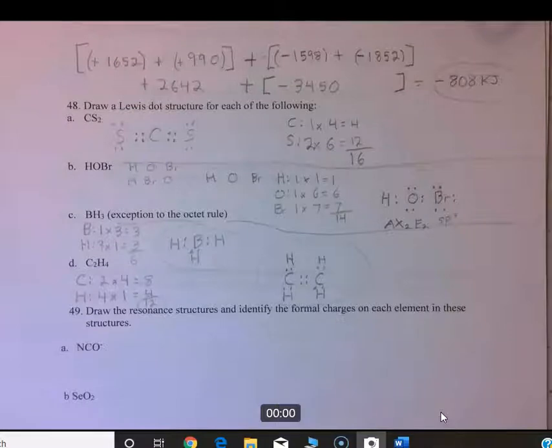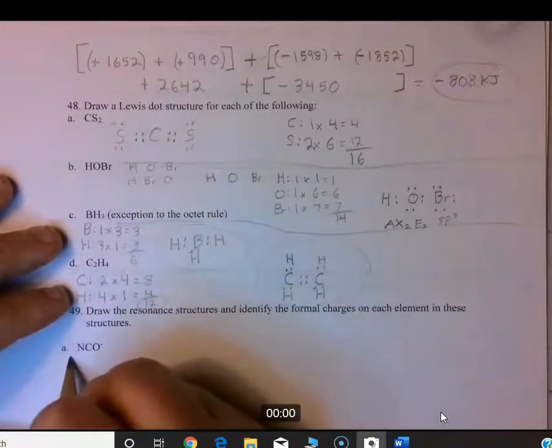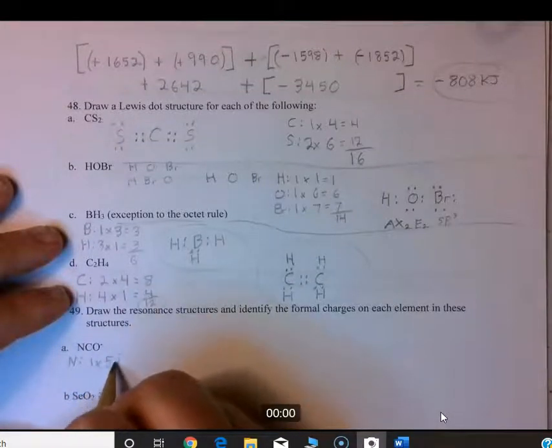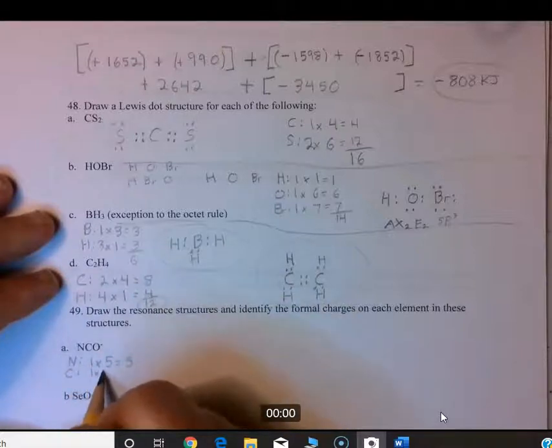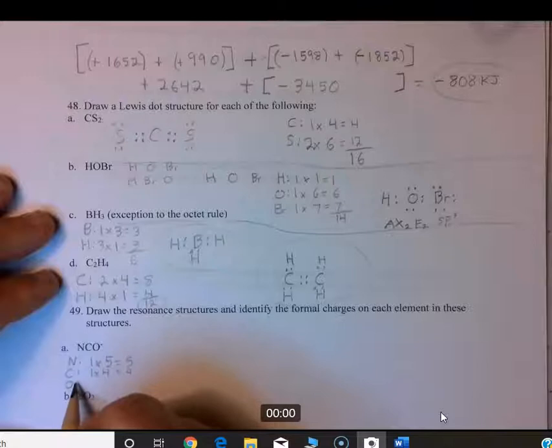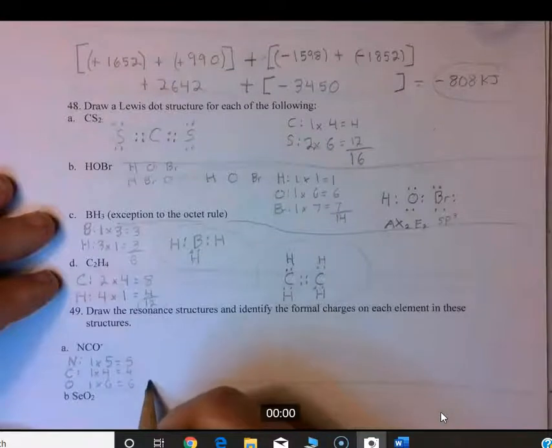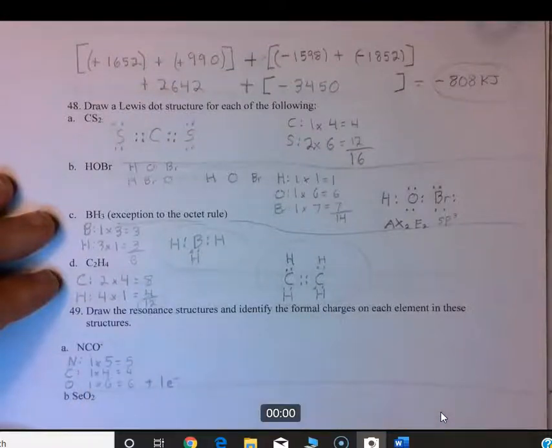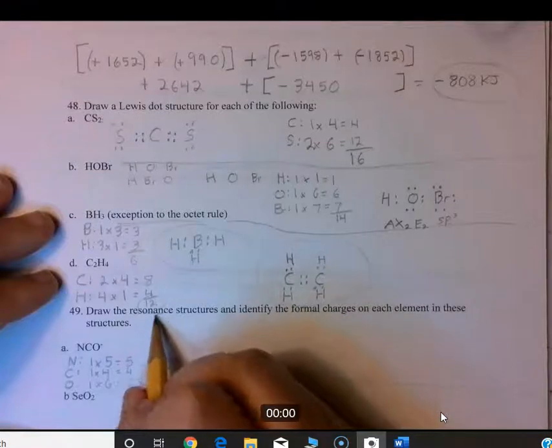All right. Okay, NCO-. Now it's asking to draw the resonance structures and identify the formal charges on each of these elements. Okay, so let's go ahead and do that. So first of all, we've got to draw the Lewis structure. Add an electron for the negative sign there. So we have 5 plus 4 is 9, plus 6 is 15, plus 1 more is 16. So you have 16 valence electrons for that.